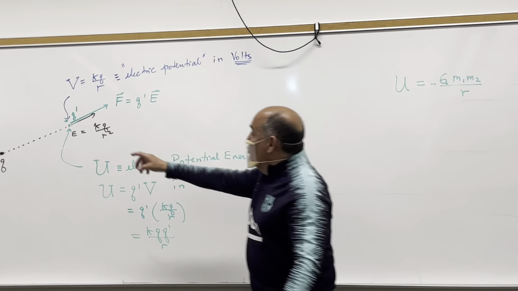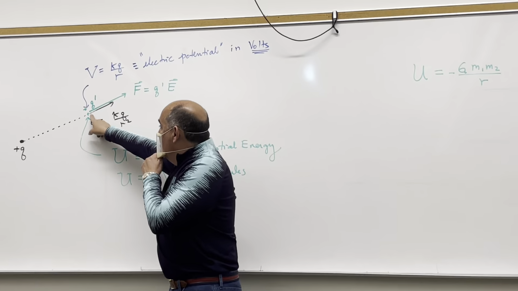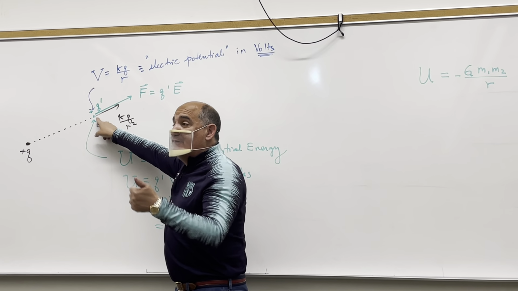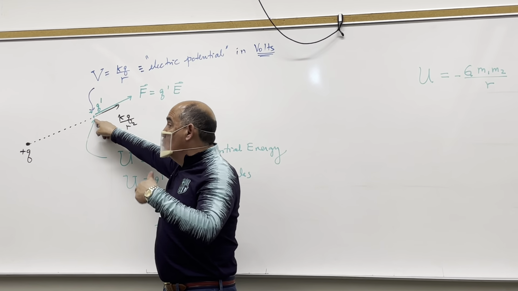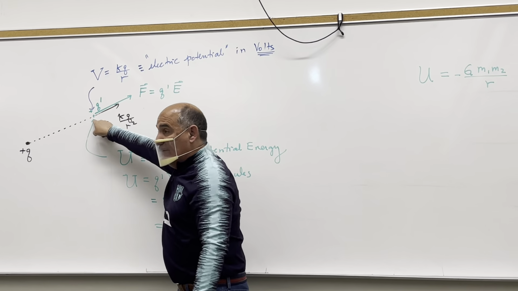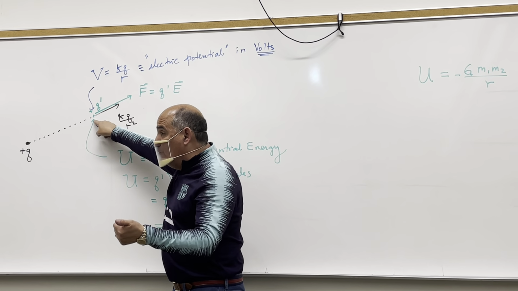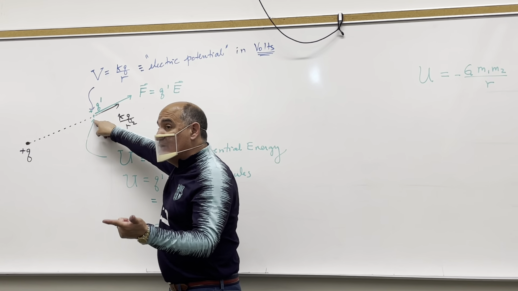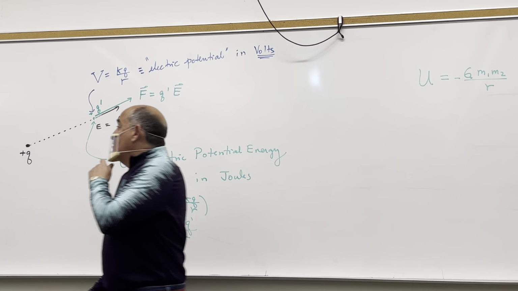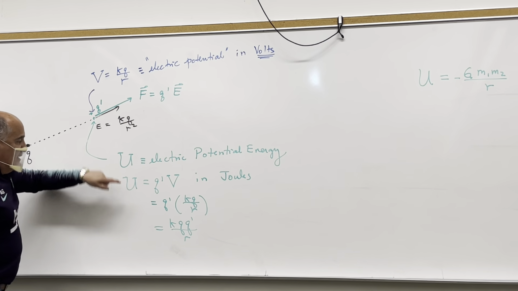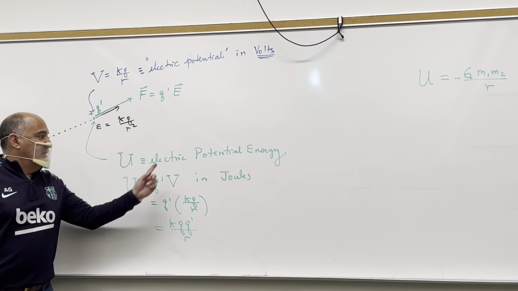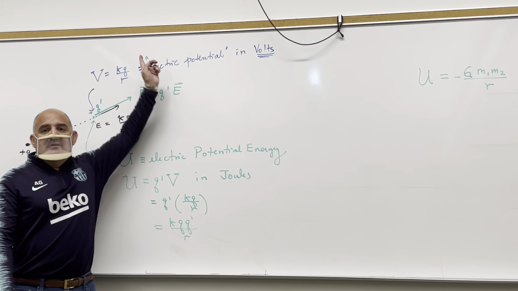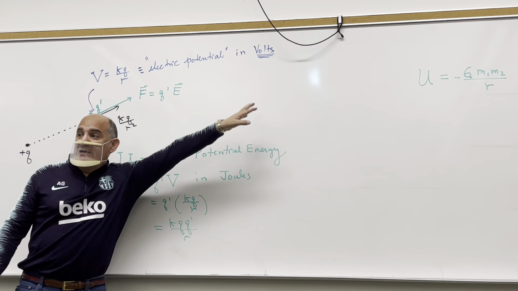But if I do not have a Q prime over here, I can still talk about the electric field there produced by Q, and I can still talk about the electric potential there produced by Q. But if I don't have Q prime here, I cannot talk about a force over there, and I cannot talk about a potential energy over there. So the difference between V and U is you add the word energy to U. So it's electric potential energy. And this one is just electric potential without the word energy.